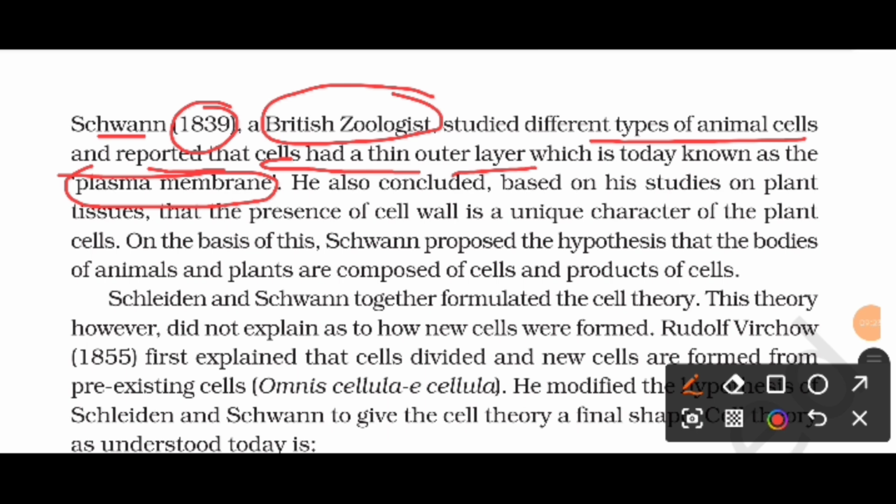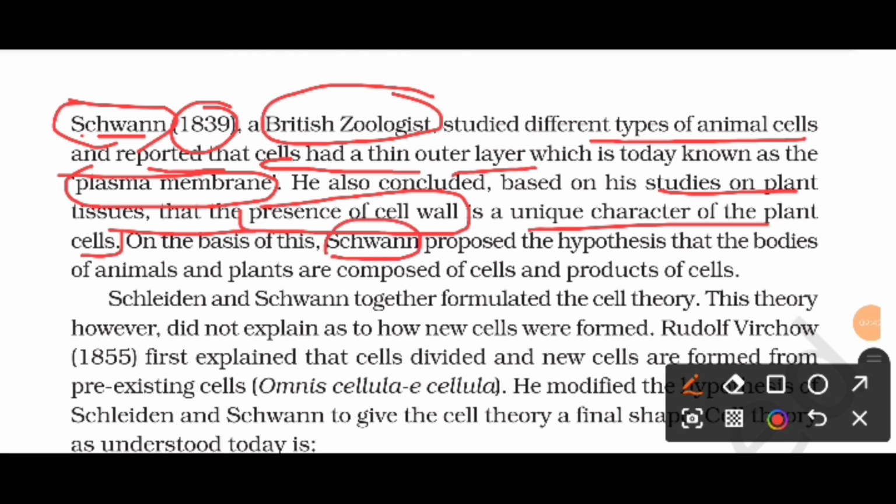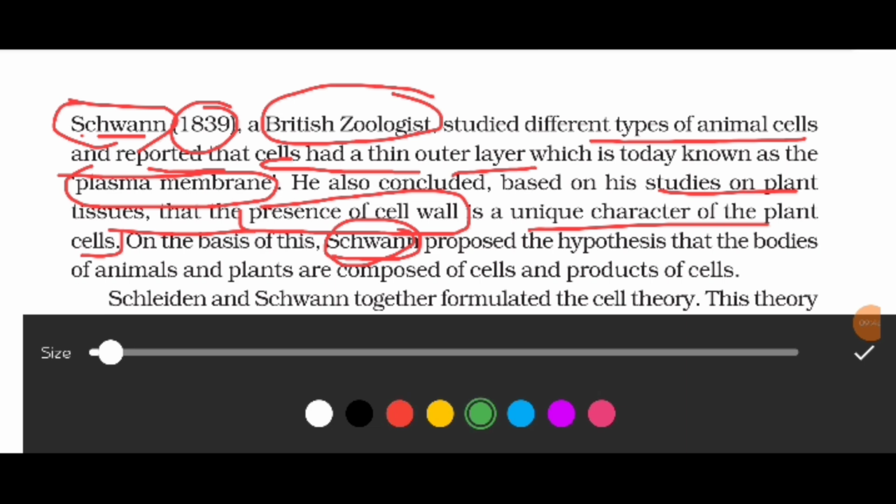After that, he was also interested in making some discoveries on plants. So he studied some plant tissues, and he said that the presence of a cell wall is a unique characteristic of plant cells. Both of these were given by Schwann. So on this basis, Schwann alone proposed the hypothesis of cell theory.